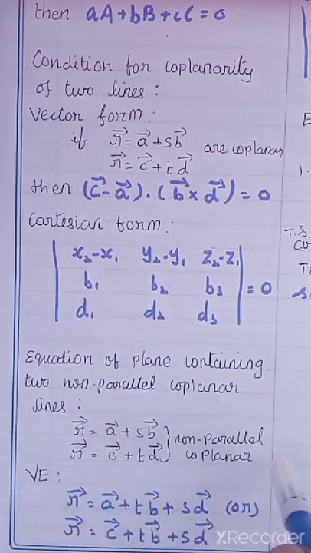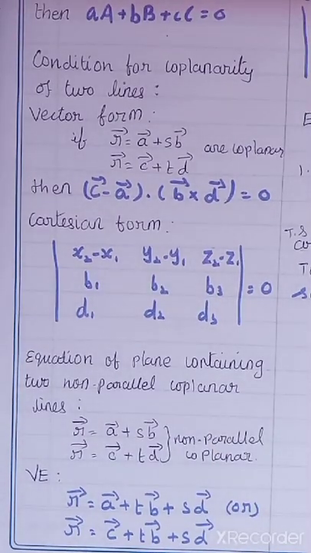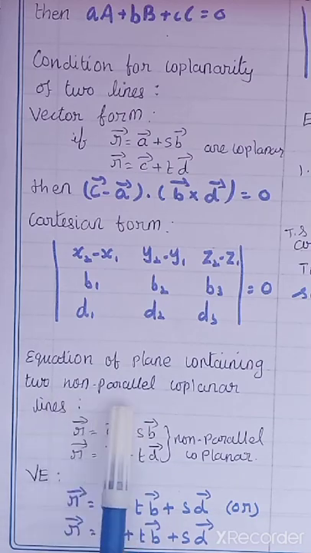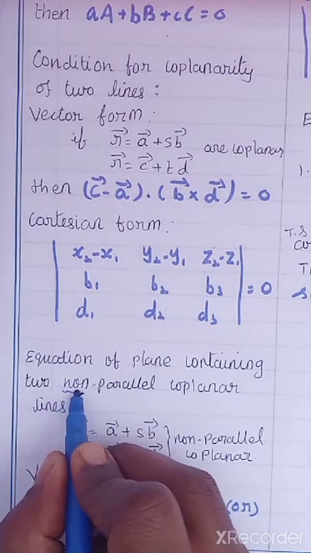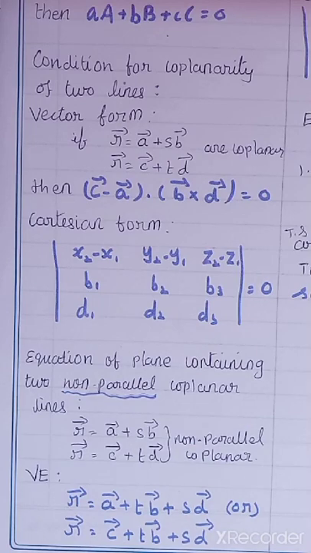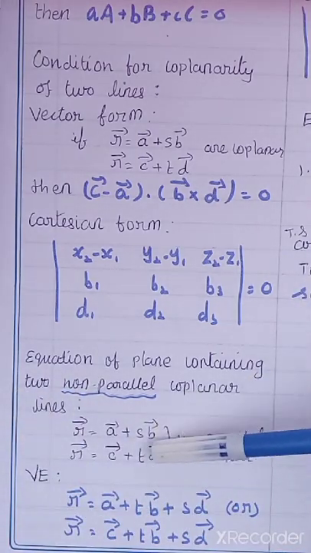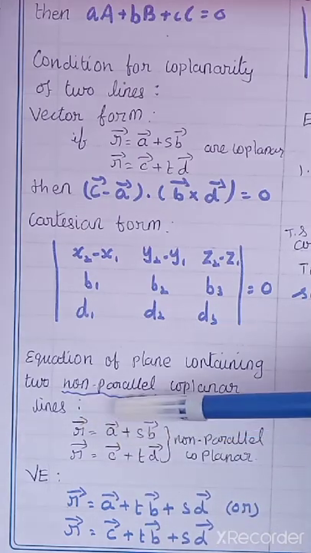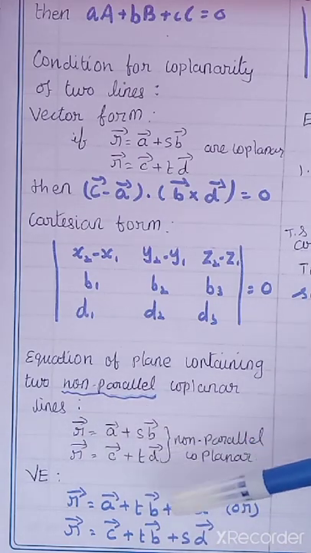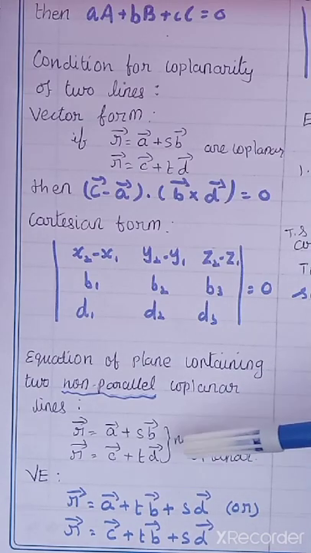Okay, and your last one: the equation of a plane containing two non-parallel coplanar lines. Non-parallel means the vectors will not be the same. If we take two lines, their vectors B and D are non-parallel. So what is the condition of non-parallel coplanar? Again we take two lines, r equal to a plus s b and r equal to c plus t d, which are non-parallel coplanar.